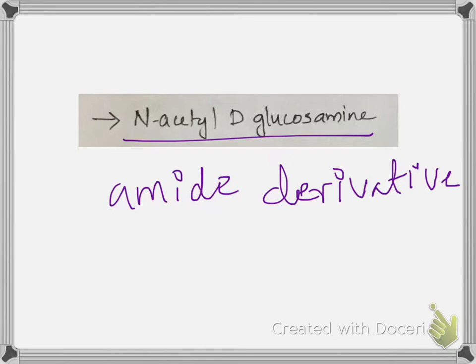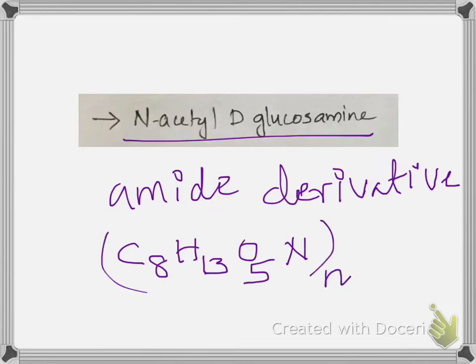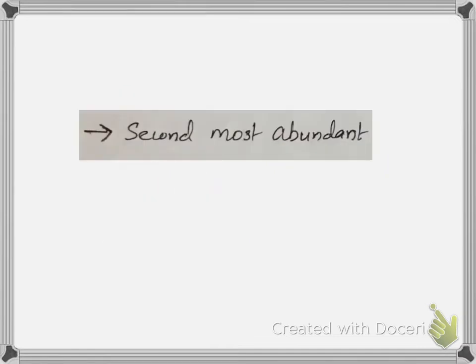And the molecular formula of chitin is C8H13O5N, N times. It is a polymer of N-acetyl D-glucosamine. Chitin is the second most abundant polysaccharide in nature. Let us see the structure of chitin.